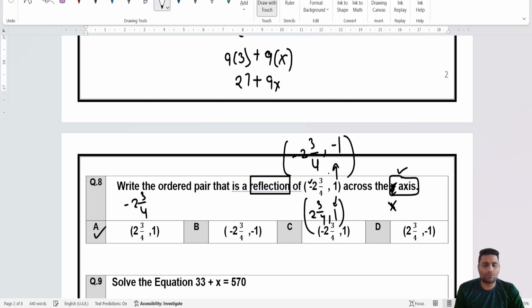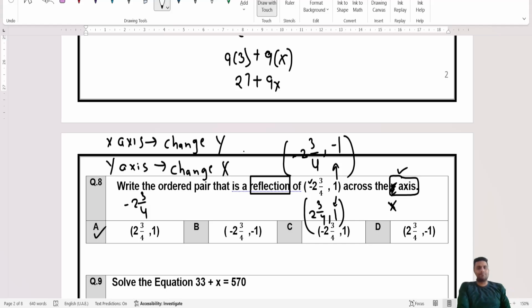So what is the trick? Let me write it here. If he says x-axis, then you have to change the y, and if he says y-axis, then change the x. And change means only change the sign. The plus becomes minus and the minus becomes plus. The number will remain same. Only the sign will change.